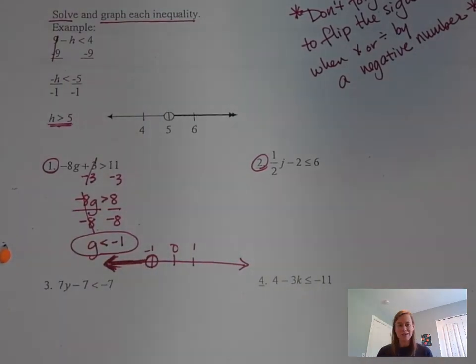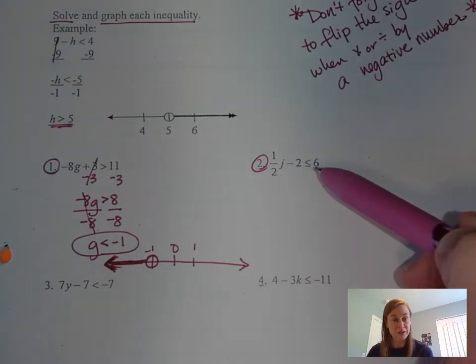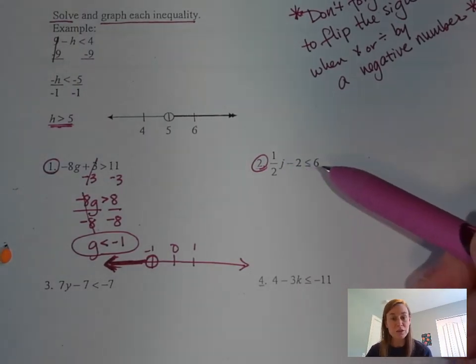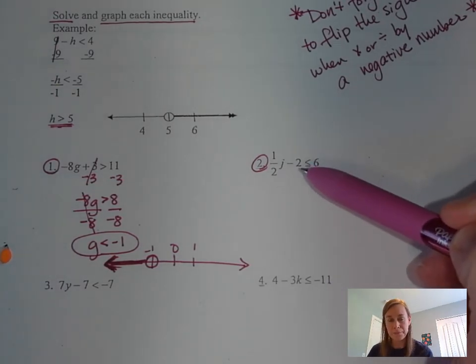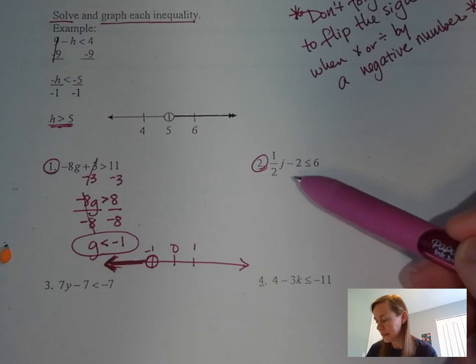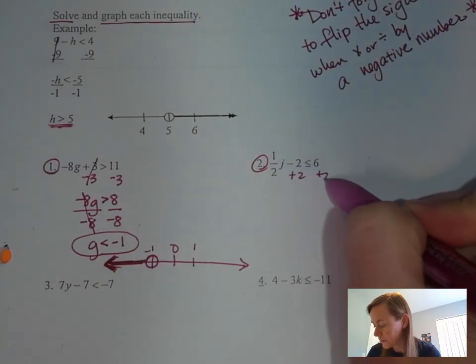And just make that nice and dark, and then you're done. Let's go on to problem number 2. Okay, so 1/2 j minus 2 is less than or equal to 6. What should go home first, the 1/2 or the negative 2, the minus 2? The minus 2, that's our addition. Good. So let's add that to both sides.